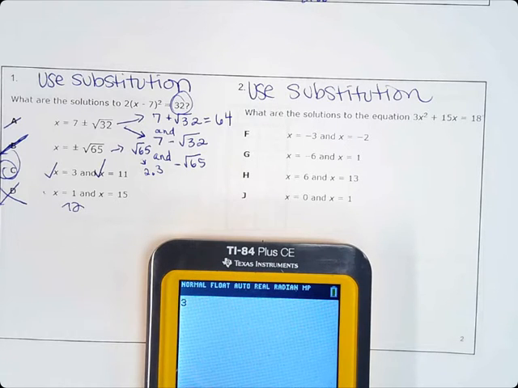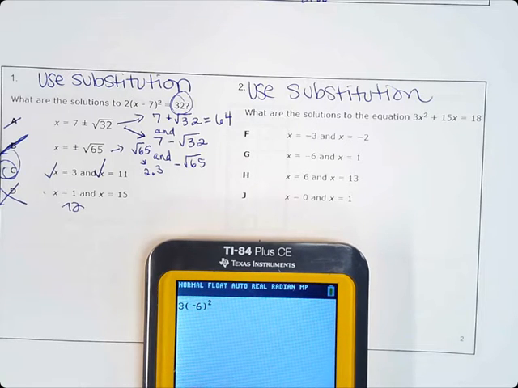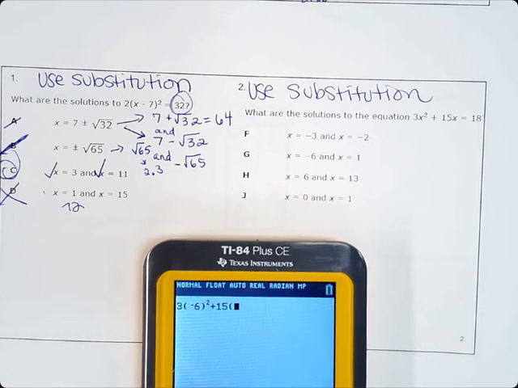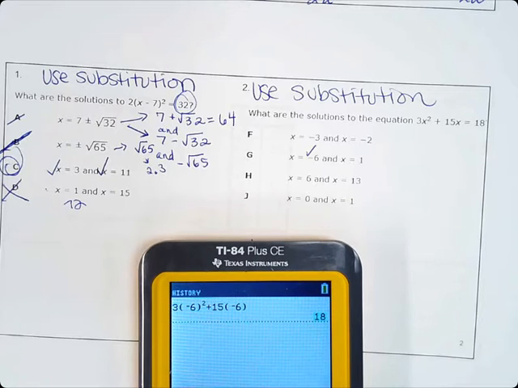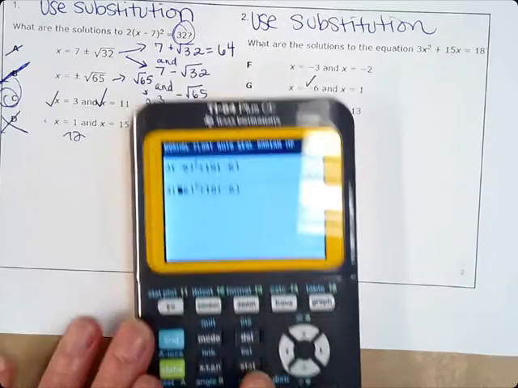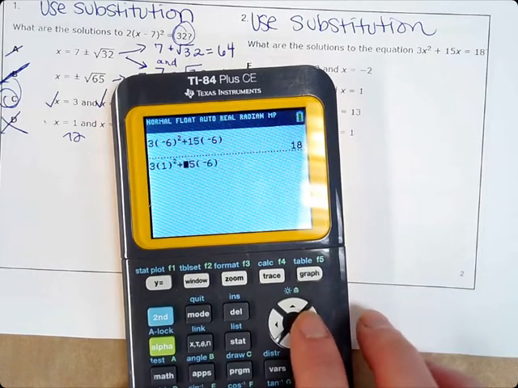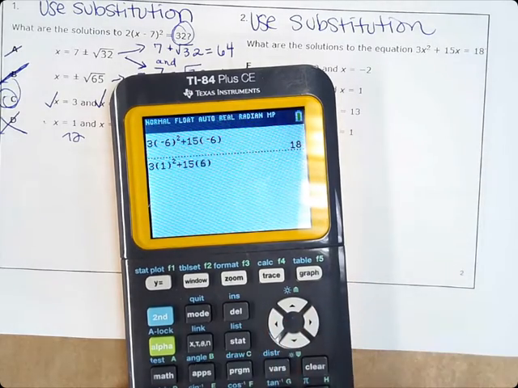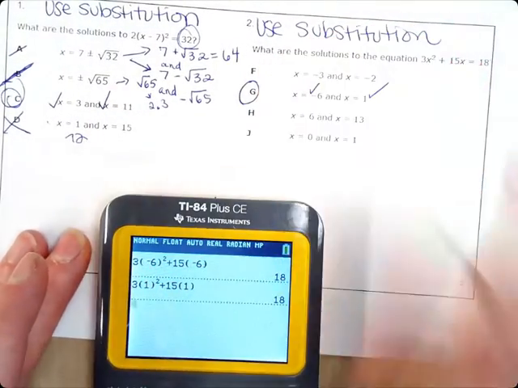If I do 3 times a negative 6 squared plus 15 times a negative 6, it equals 18. So negative 6 works. And then let's say I want to use this same thing. I want to put in a 1, but I want to take out that negative. I can hit this button, delete, and put a 1 on top of that 6. Delete the negative, put a 1 on top. It also works. So G is the correct answer.